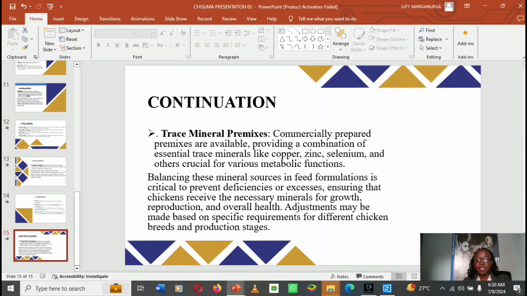Adjustments may be made based on specific requirements for different chicken breeds and production stages. So this is what I had for you. I encourage each of us to add to the bones that I give. We need to research further on each and everything that we've brought out in this video, so that we may be able to understand. Next time that we meet, we'll discuss further. So as we discuss, you will be able to understand where you did not understand, and as you do your personal research, you'll be able to understand where you don't understand.